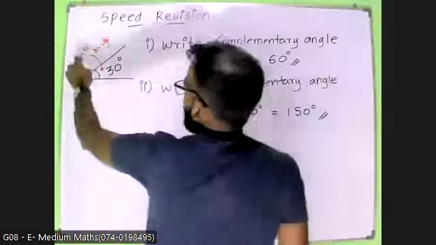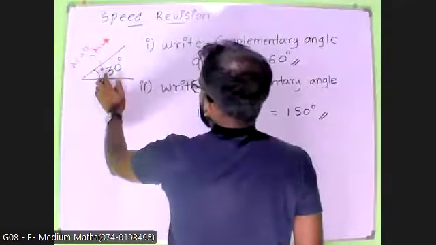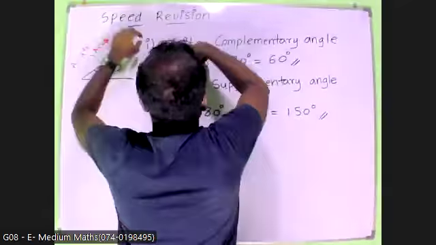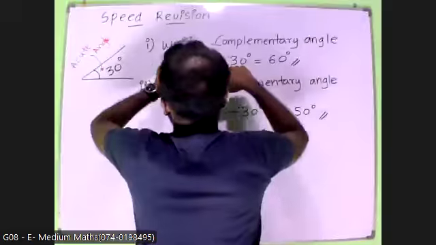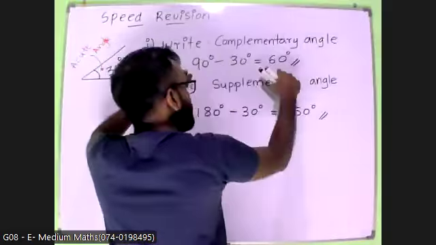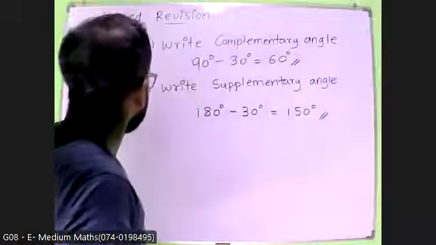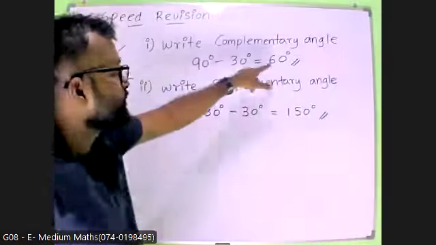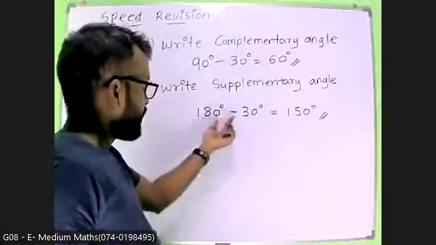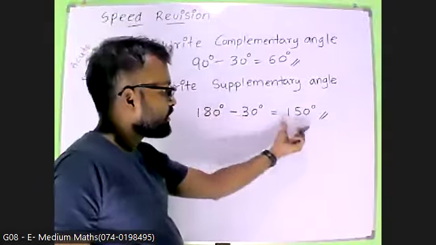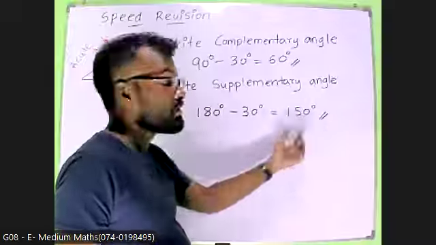Right, okay. Acute angle, it is a 30-degree angle. So this is about complementary and supplementary angles. 90 minus 30 will give you the complementary angle of this 30 degrees, which is 60. The supplementary angle is 180 minus 30, which is 150 degrees.